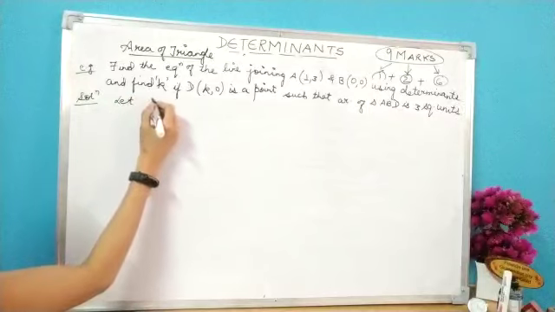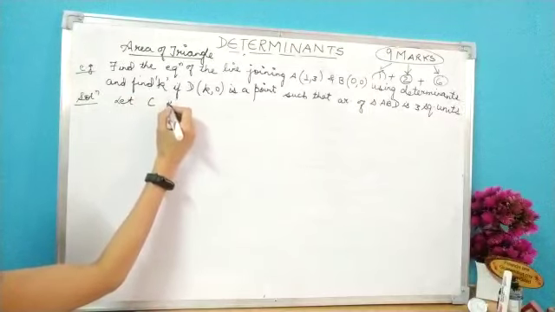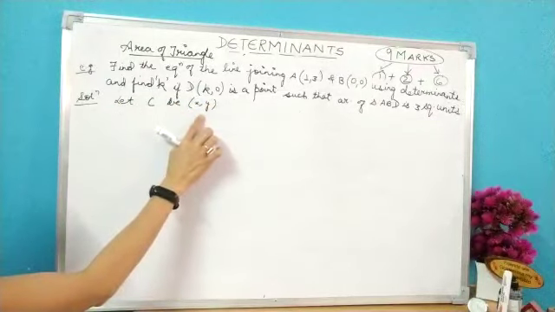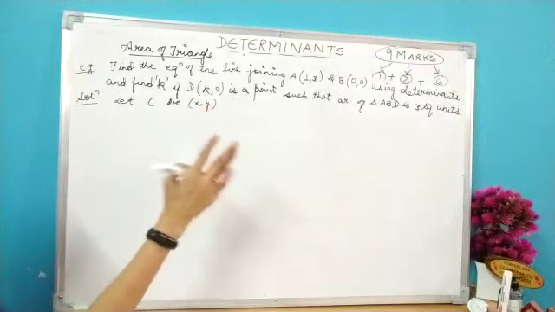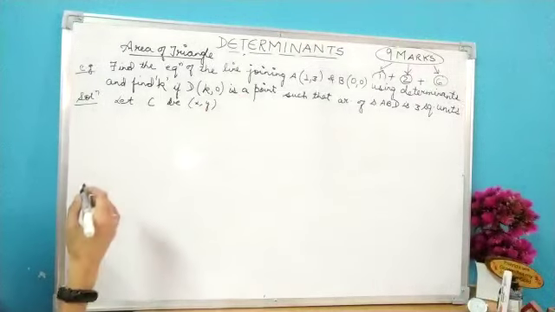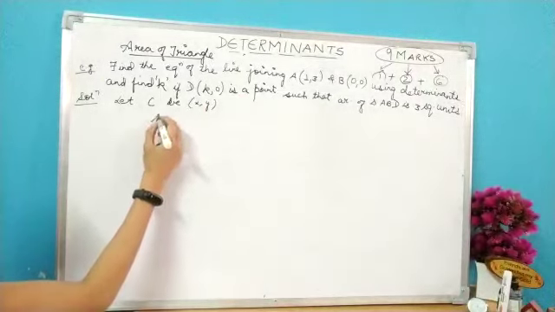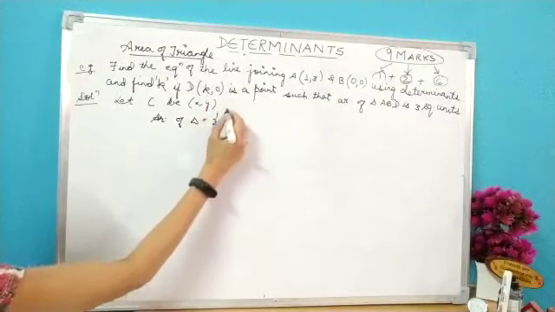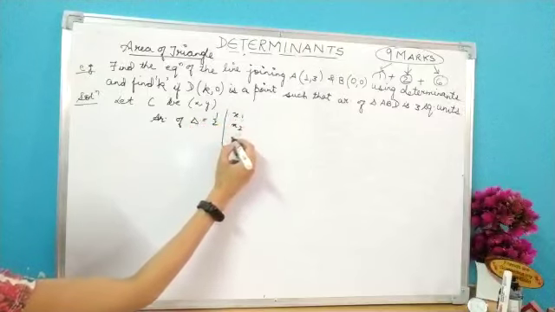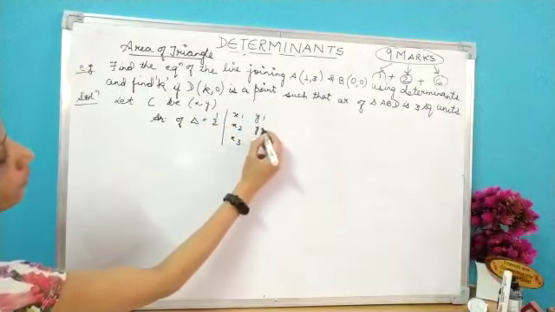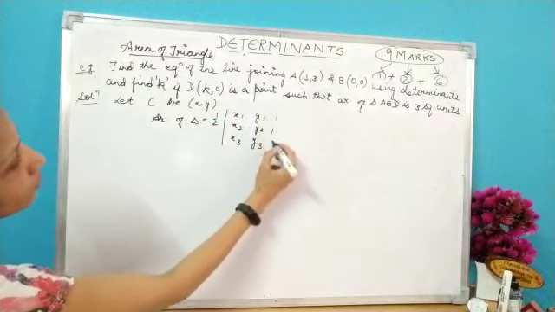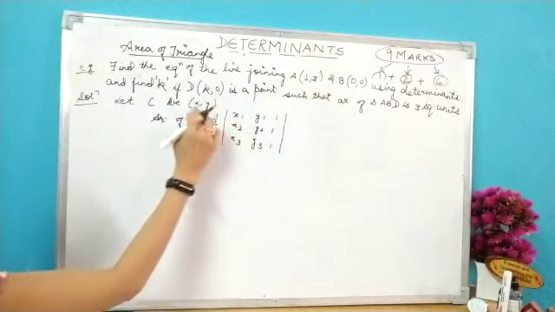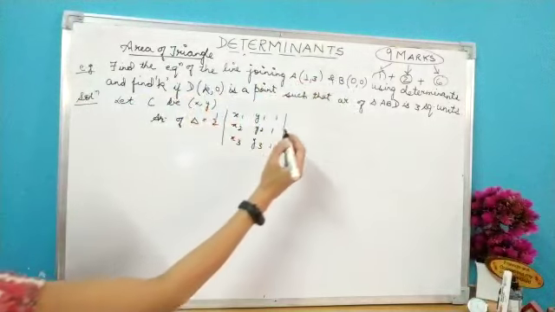Let C be (x, y). Now, if C is (x, y), that means now we are given 3 vertices, so I can find the area of the triangle. The area of the triangle can be calculated with this formula: x1, x2, x3, y1, y2, y3, 1, 1, 1. Now you see, this is my x1, y1, this is my x2, y2, and this is my x3, y3. So let's put the values.